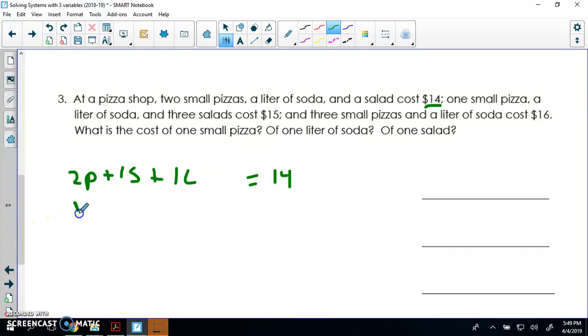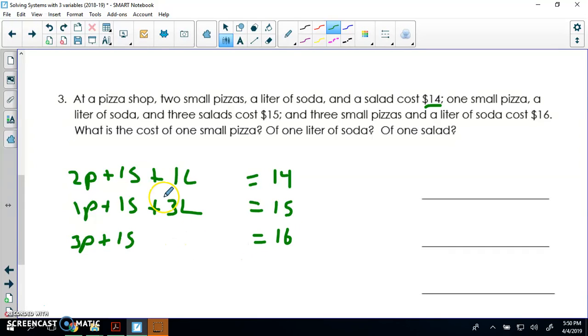But 1 pizza plus a liter of soda, so 1 soda, and 3 salads, if you want 3 lettuce, that will equal 15 bucks. And 3 small pizzas, a liter of soda, 1 soda, costs 16 bucks. Ooh. So that means no lettuce.